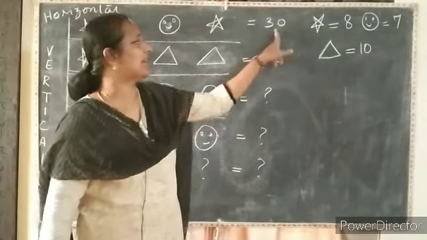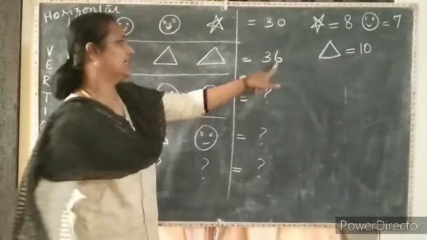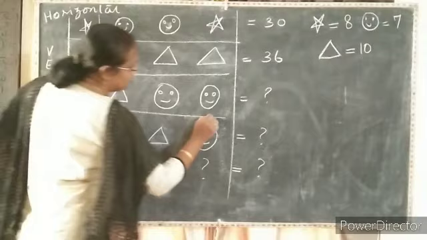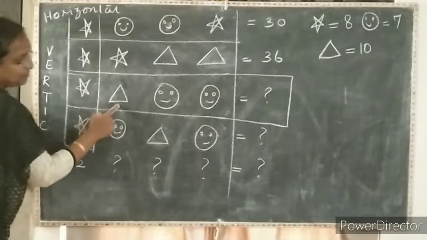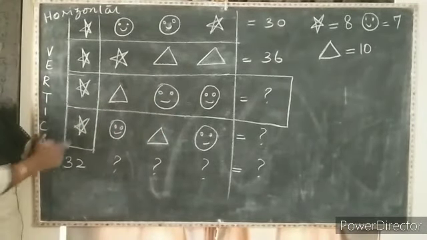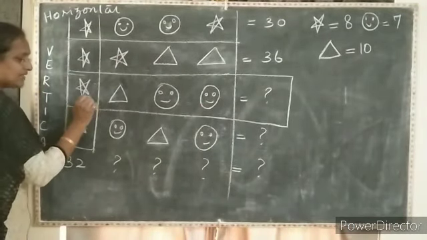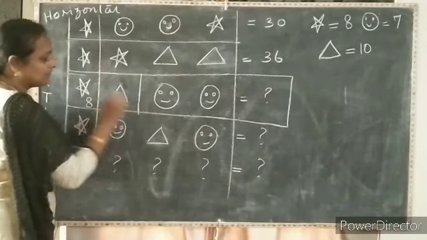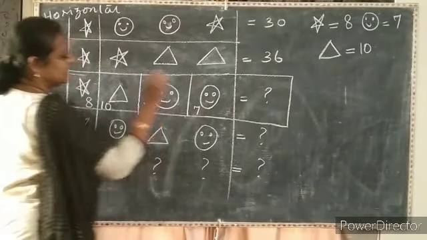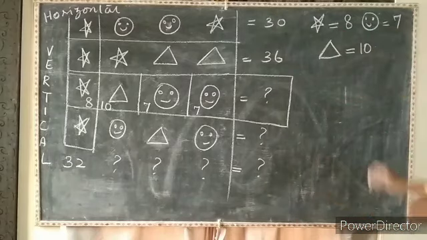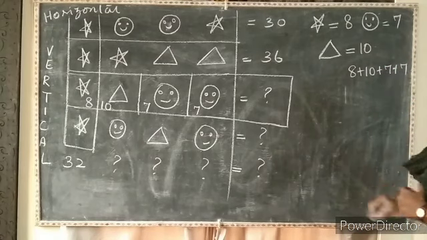Now the first horizontal answer is given to be how much? 30. The next horizontal answer is given to be how much? 36. Now next we are going to find this horizontal answer. Okay. Now look into this. 1 star, 1 triangle and 2 smileys are there. If we add all these 4, what will be the answer? Okay. Now I know the value of the star is how much? 8. I know the value of the triangle. How much? 10. I know the value of the smileys. How much? 7 and 7. So now I am going to add all these 4 numbers, that is 8 plus 10 plus 7 plus 7, isn't it?